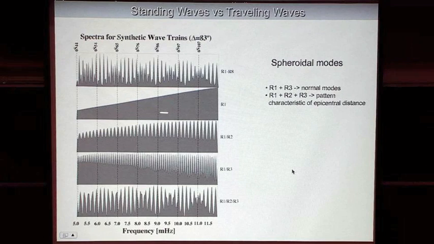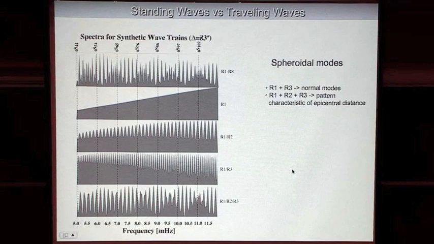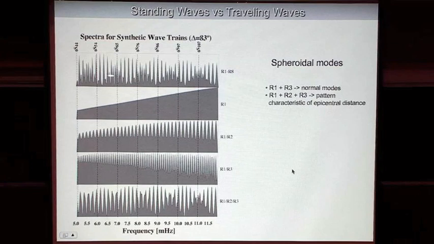If you combine one wave train with the one that went around, the repeat wave train, then you actually see all the modes. The only thing is that the amplitudes of these modes aren't quite right yet. And if you add the one wave train that goes the other way, the major arc wave, then you get this nice modulation that you see in the real spectrum here. This modulation of the amplitude depends on the epicentral distance. So you need only three wave trains to make a standing wave in terms of our free oscillations.